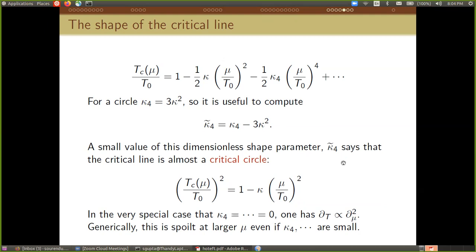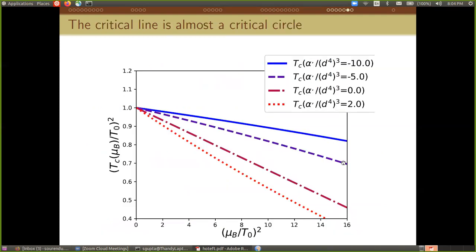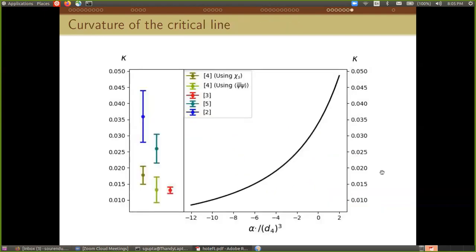Okay. So here's a numerical calculation within the effective field theory of TC as a function of mu against mu. Okay. Everything given in units of T0. And how do you know that this is a circle? Because I have mu squared here, I have TC squared. Okay. So a circle should become a straight line, which it does, for different values of this coupling constant.